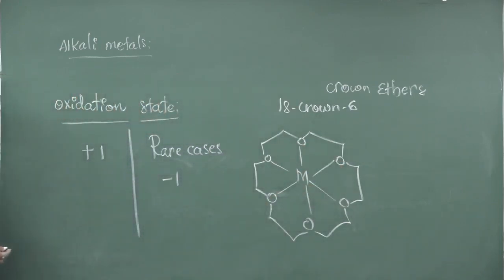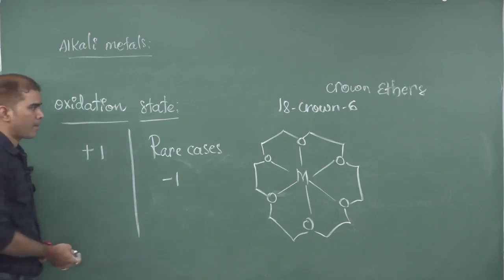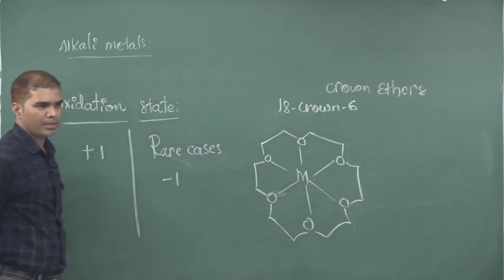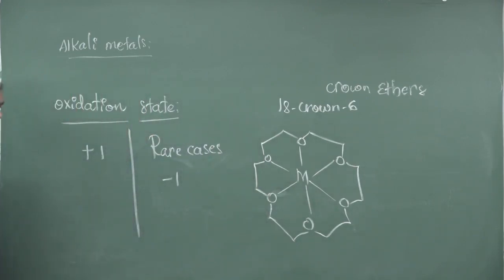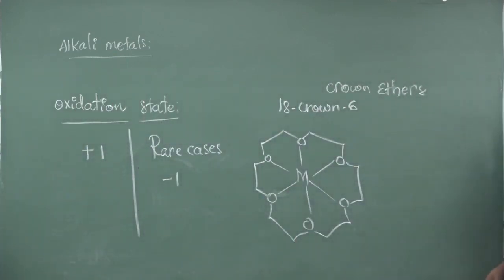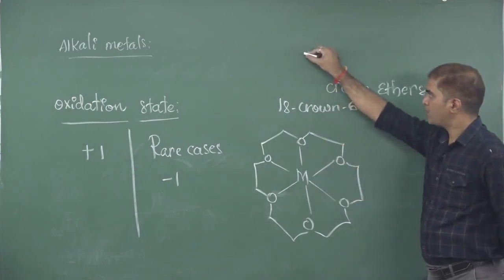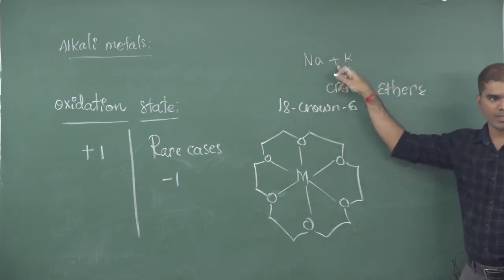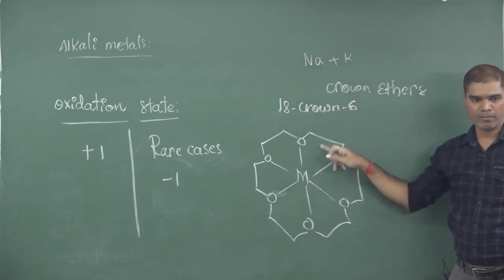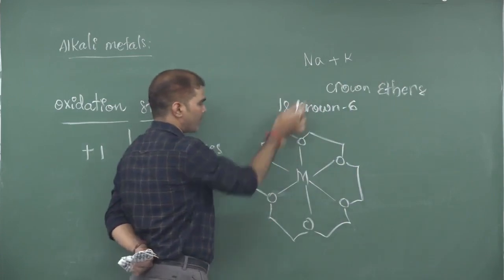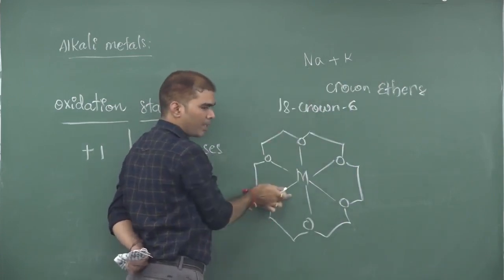Metal is present inside. This metal can also acquire a negative charge. That depends on how many crowns it is combining with, which crown it is combining with. Suppose I take a crown ether, and I take both sodium as well as potassium. I am reacting this sodium as well as potassium with 18 crown 6. One metal will enter inside.